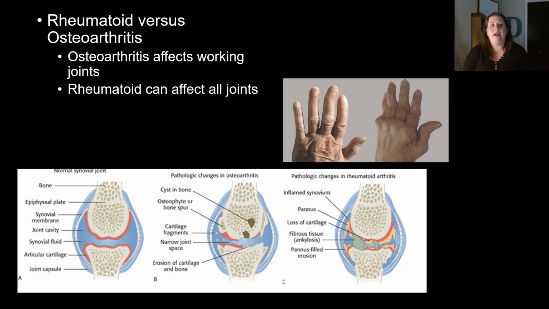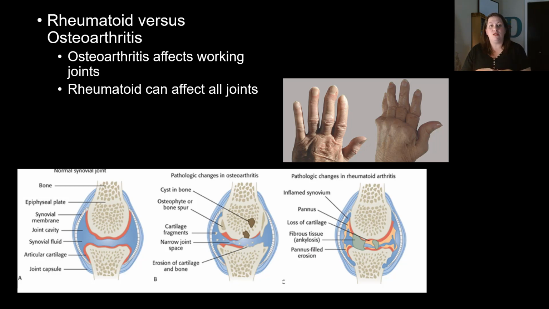Now, I do want to do a quick overview here of rheumatoid arthritis versus osteoarthritis. Osteoarthritis affects working joints, and rheumatoid arthritis can affect all joints. And you can actually see the difference in the picture of the hand here. The first one is osteoarthritis, and you can see that certain joints are larger. You can even see in the middle finger, there's a little bit of a deformity taking place. That would be more osteoarthritis. But if you look at rheumatoid arthritis, there is a special structure that develops in those joints called pannus. And that's what you can see happening here. It actually deforms the hand and makes it less functional. This is why it's a more severe type.